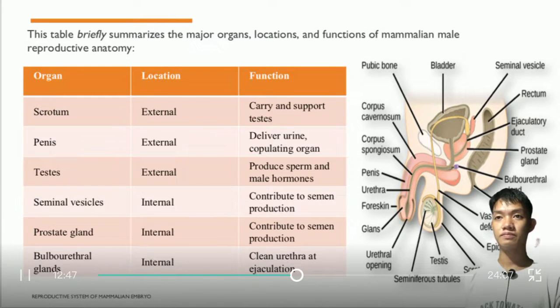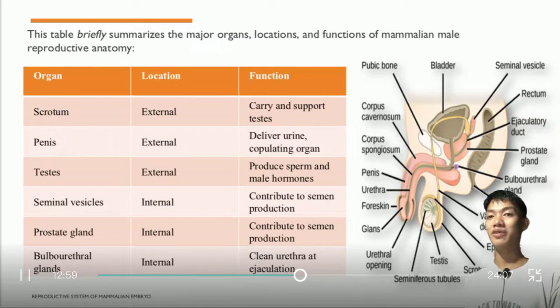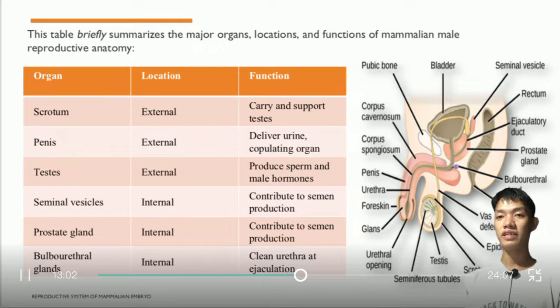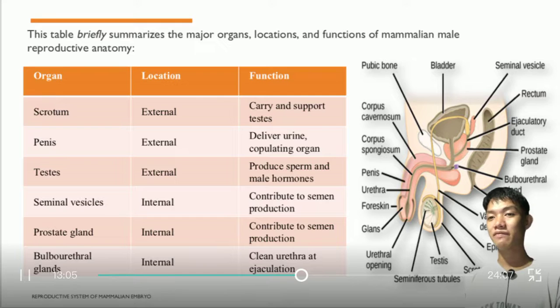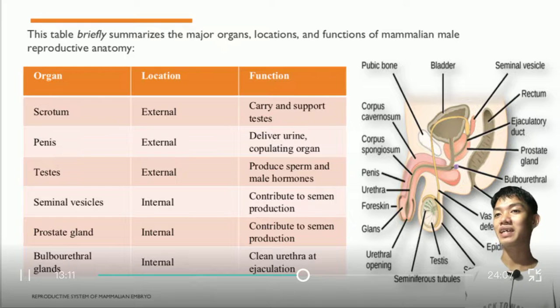This table briefly summarizes the major organs, locations, and functions of the mammalian male reproductive anatomy. So we have here the organs: scrotum, penis, testis, seminal vesicles, prostate gland, and bulbourethral glands. The scrotum is located externally, and its main function is to carry and support the testis. The penis is located externally. Its main function is as a delivery and copulating organ.